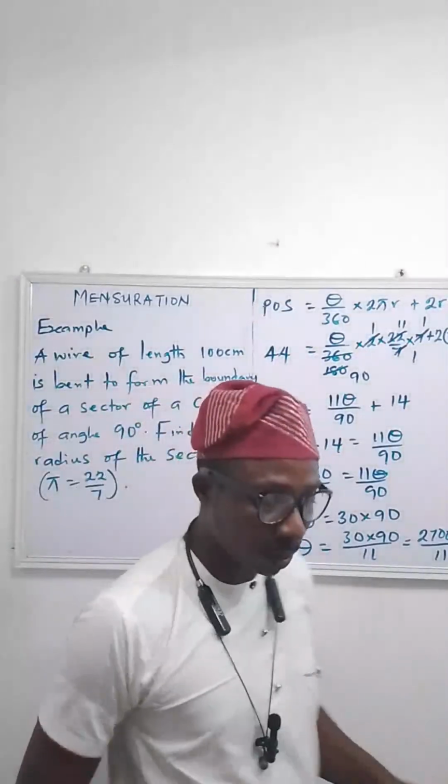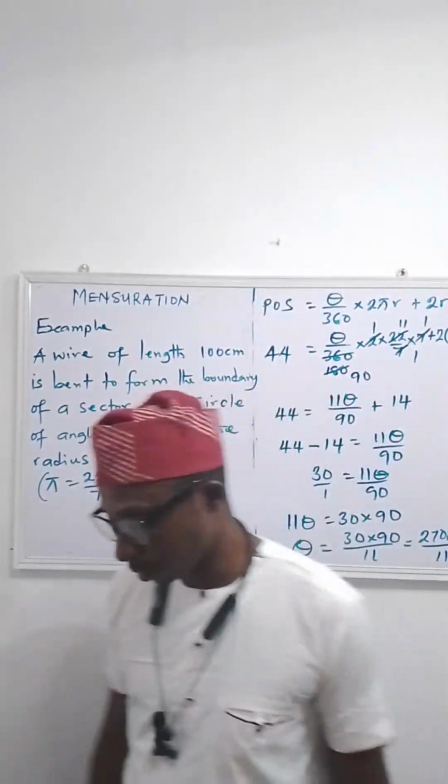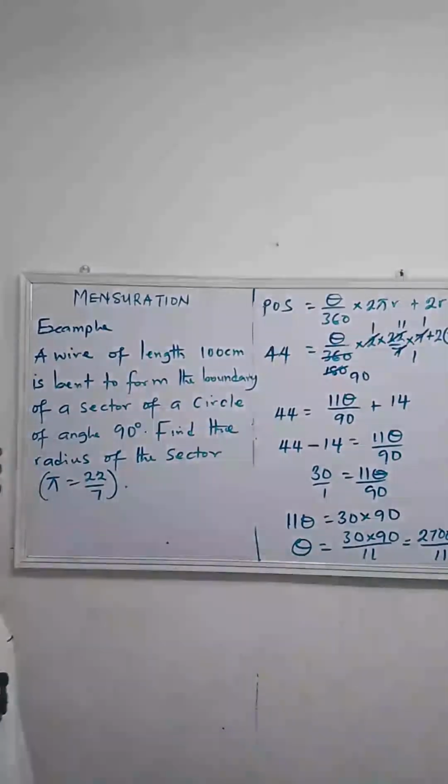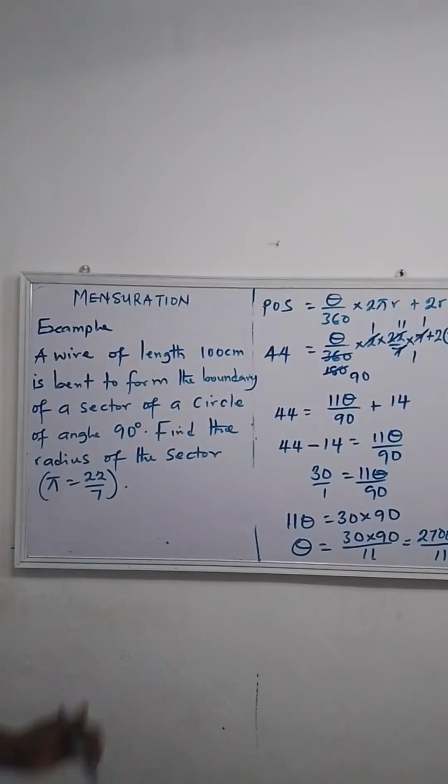Okay, so let's look at the next question. A wire of length 100 centimeters is bent to form a boundary of a sector of a circle of angle 90 degrees. Now you have to find the radius of the sector. Okay, do you understand that question? I want you to try it before we solve the problem together.